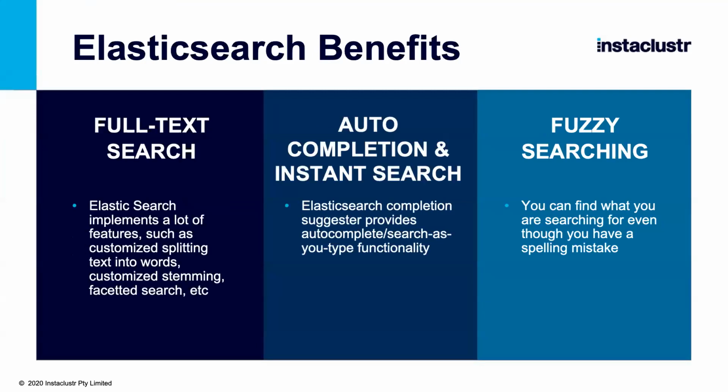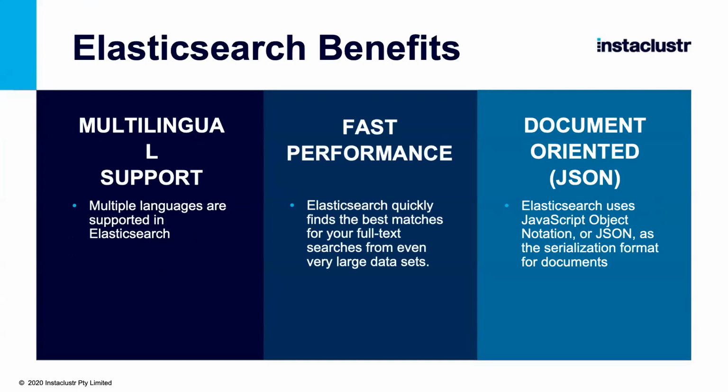Further benefits: full text search, fuzzy searching, autocomplete, instant search. Elasticsearch is a high-level search engine. Think of it as open source Google on your own private data center. That's really what it is, first and foremost. Multilingual support. It's fast because it's optimized for JSON, which is quite a good standard.